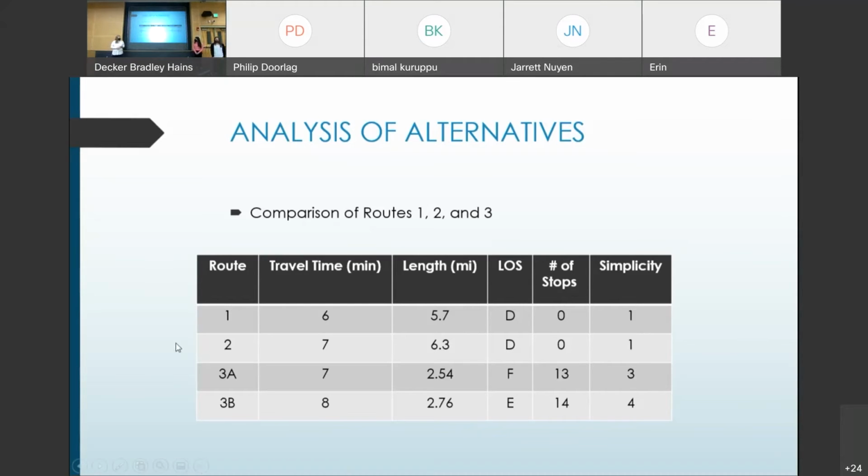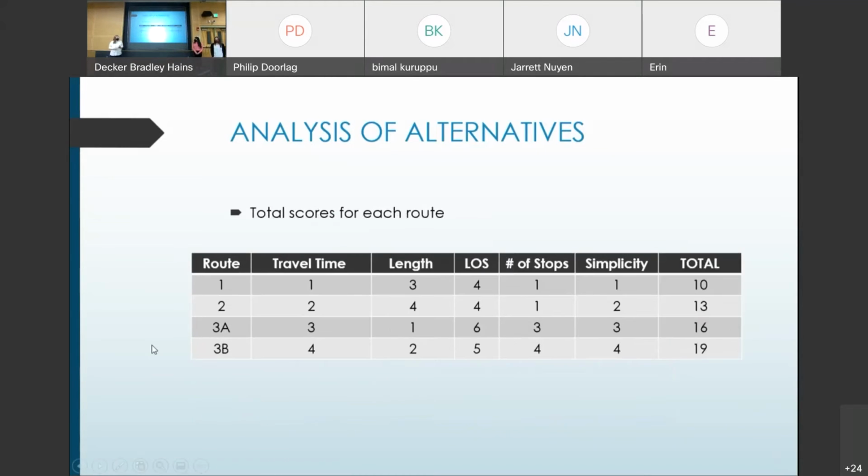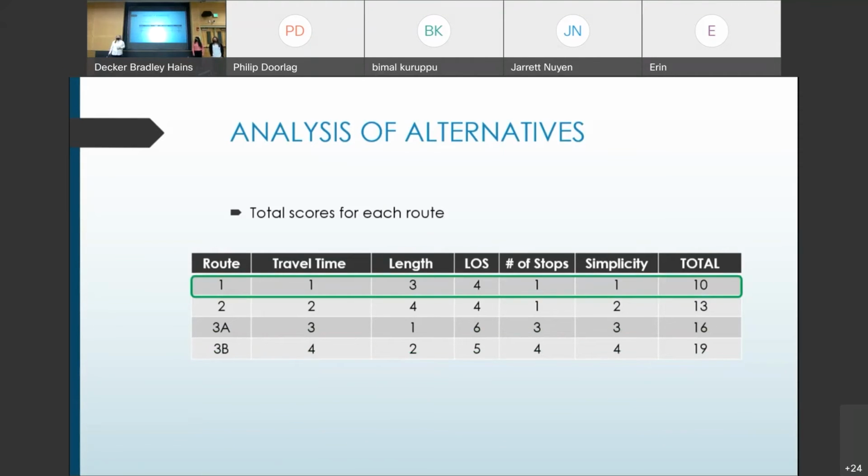So based on all of these criteria of travel time, length, level of service, number of stops, and simplicity, the team then assigned a point value on a scale of 1 to 4, with 1 being the best and 4 being the worst. However, for level of service, since there are level of service classifications A through F, a point system of 1 through 6 was given, where A equals 1 point and F equals 6. Based on all the criteria and the total number of points, the lowest score represents the best route. Therefore, Route 1 was selected for the detour route during the week-long closure of I-94.